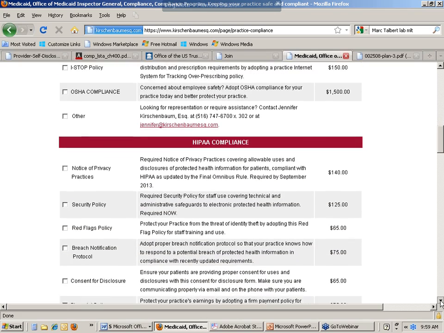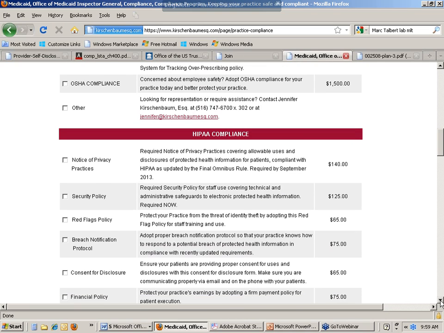Notice the privacy practices. This is to cover you for everything, what we just talked about, all the changes. We do it for a flat rate of $140. Why do we do that?